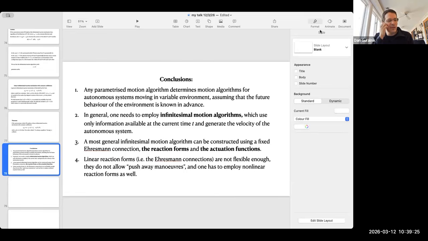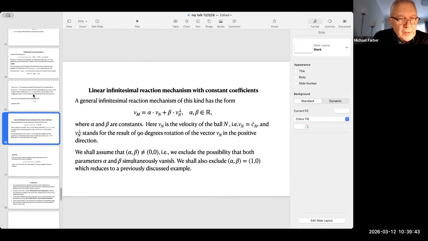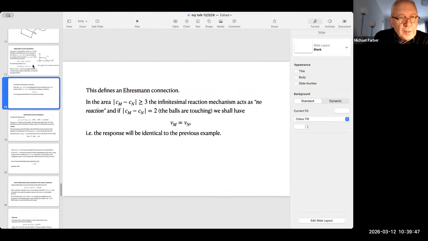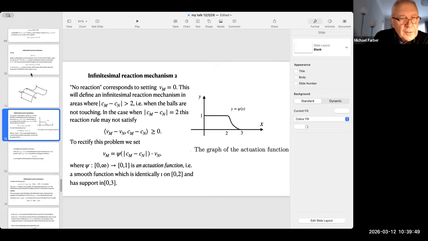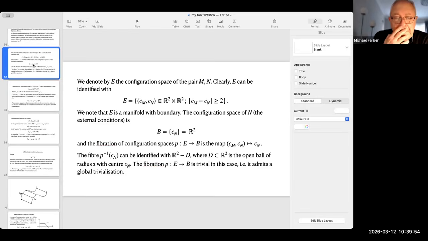You also are thinking of forms that push away from boundaries. Are there any others? Questions of this kind. Yeah, it's a very good question. The space of reaction forms is infinite dimensional. I'll just show you. Sorry, where is it? It's infinite dimensional.